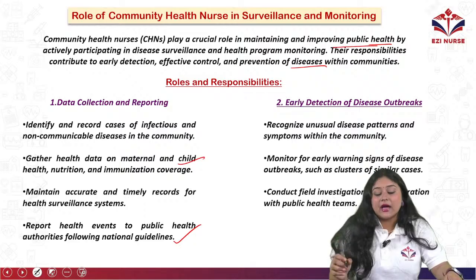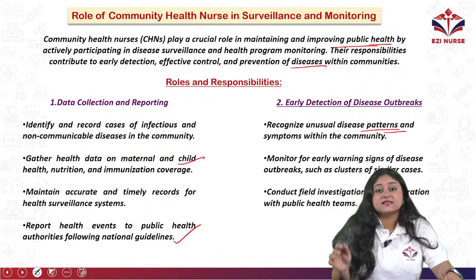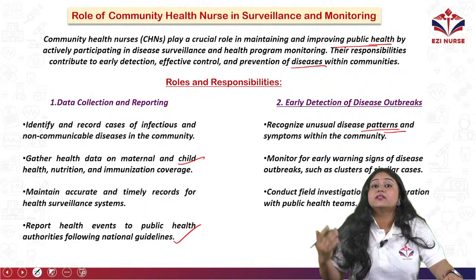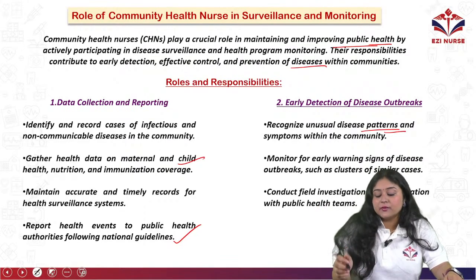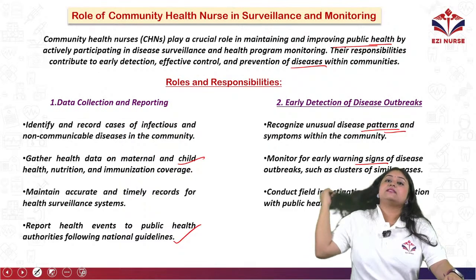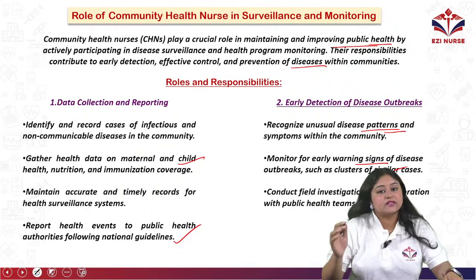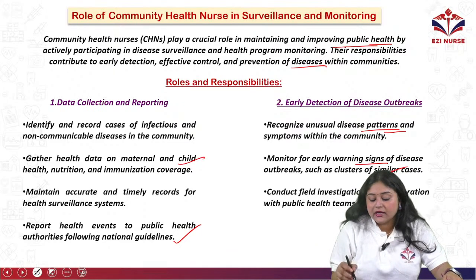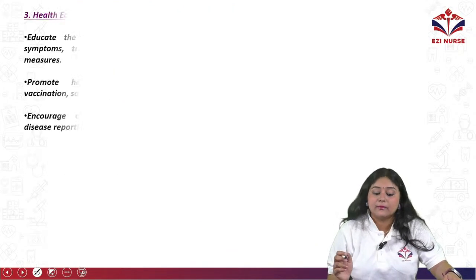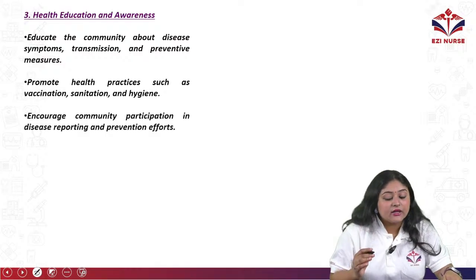Next is the early detection of the disease and outbreaks. First we have to recognize unusual disease patterns as well as the symptoms, and which age category is mainly going to be affected. Then we have to monitor the early warning signs of the disease outbreak, such as clusters of similar cases, and also we have to conduct the field investigation properly, which will be in collaboration with the public health teams.